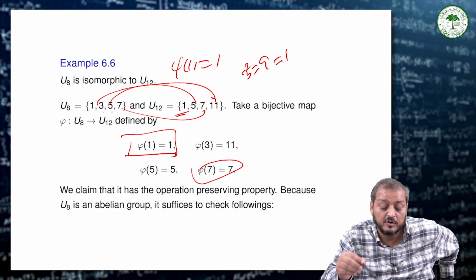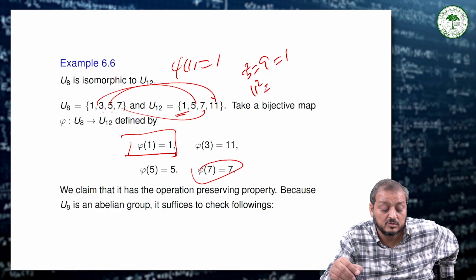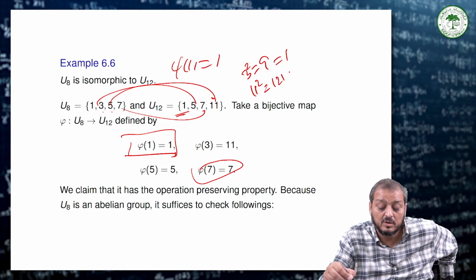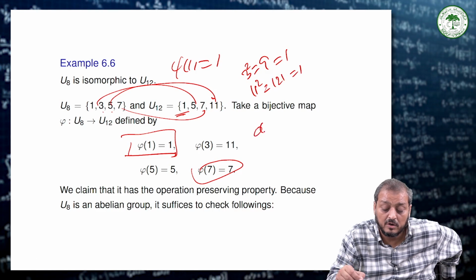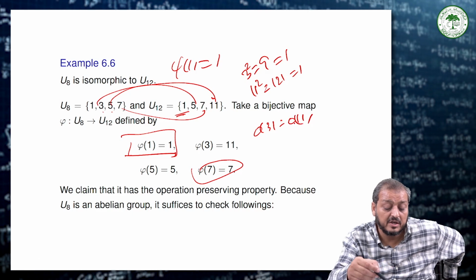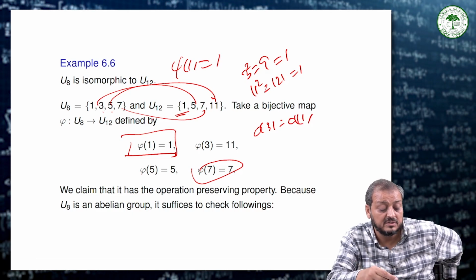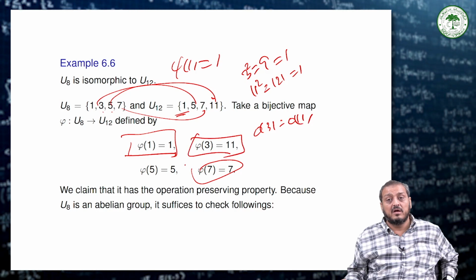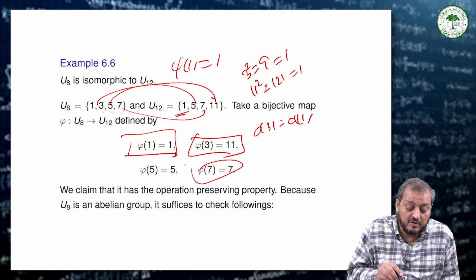So this is the order of 3 being 2. And if you take 11 squared, it is equal to 121, which is again the identity 1. So the order of 3 is the same as the order of 11. Similarly, if you take all of them, clearly phi of 3 goes to phi of 11.